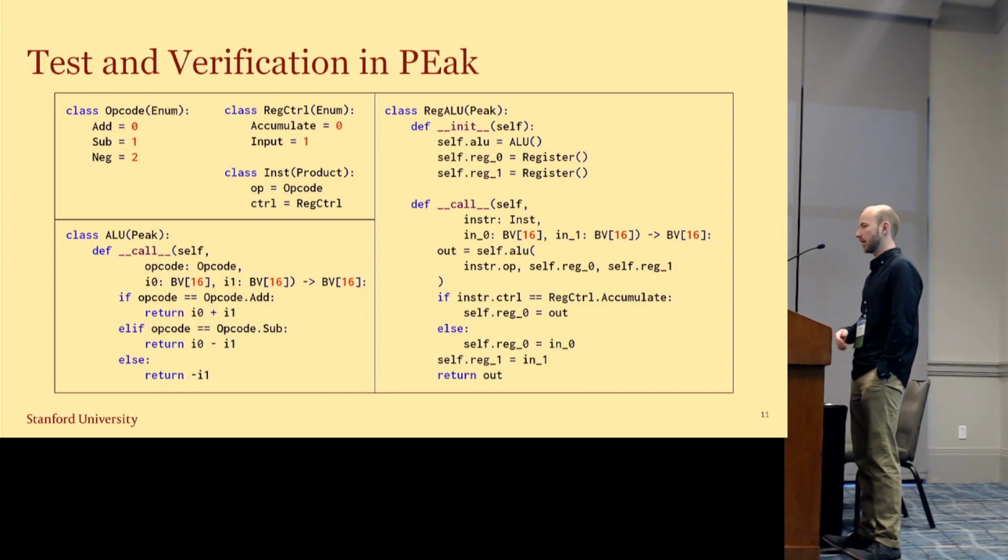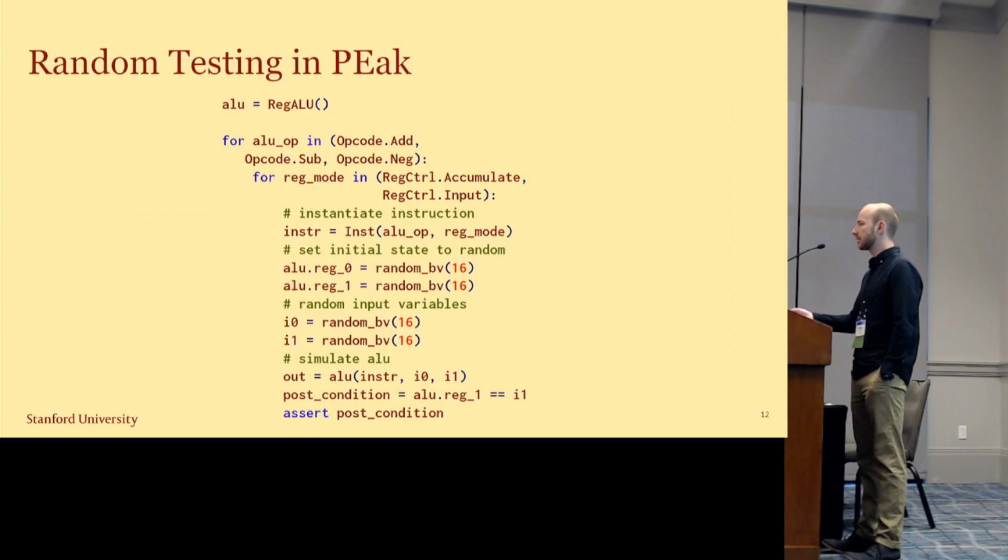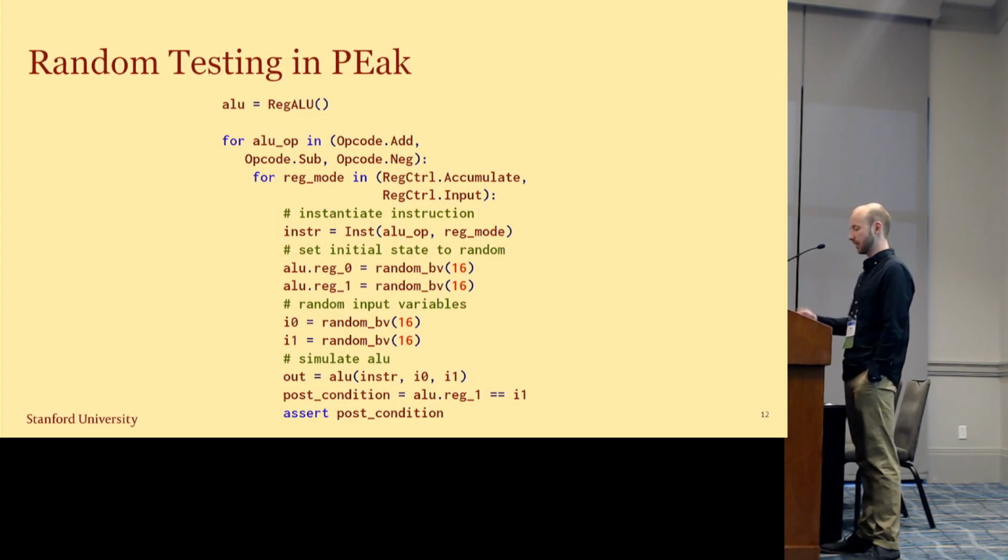So if we wrote this specification and we wanted to test some property about it, how do we do that in PEak? So say, for example, we wanted to make sure that the value in register 1 is always equal to n1. To do functional verification, we do that really easily in PEak. Since this is just a Python class, we can instantiate it like normal Python. And we can loop through all the different values for our instruction. So we can go through the add, sub, and negate, as well as the different values for reg control. Instantiate the instruction, which is a combination of ALU op and reg mode, and set some initial state within our processor.